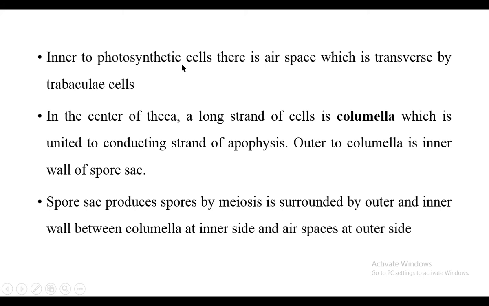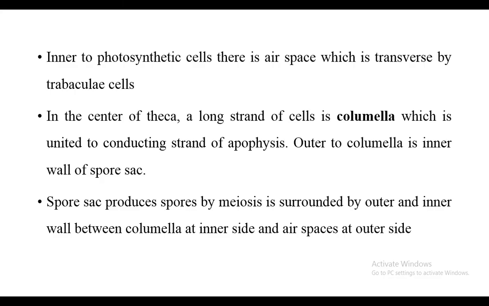Inner to the photosynthetic cells there is an air space which is traversed by trabecular cells. In the center of the theca, a long strand of cells is the columella, which is united to the conducting strand of the apophysis. Outer to the columella is the inner wall of the spore sac. The spore sac produces spores by meiosis and is surrounded by an outer and inner wall, with columella on the inner side and air spaces on the outer side. Thank you viewers.